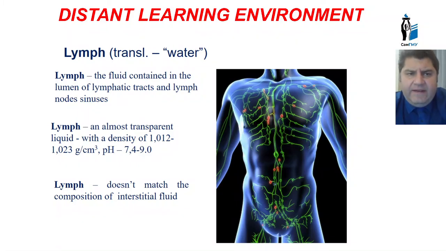water. The lymph is fluid in lymphatic vessels and also in lymphatic nodes and sinuses. In this picture you may see lymphatic vessels and nodes. Lymph is an almost transparent liquid with a density of 1,000 kilograms per cubic meter, and you may see that lymph does not match the composition of interstitial fluid.